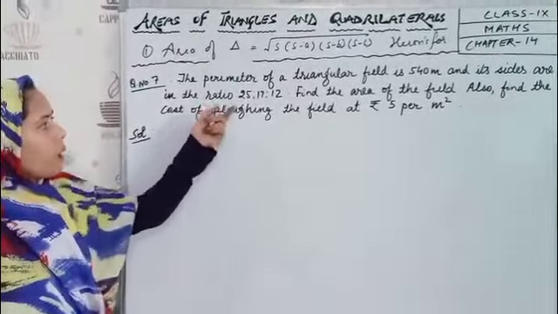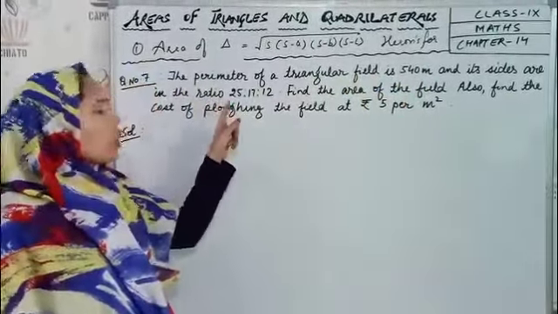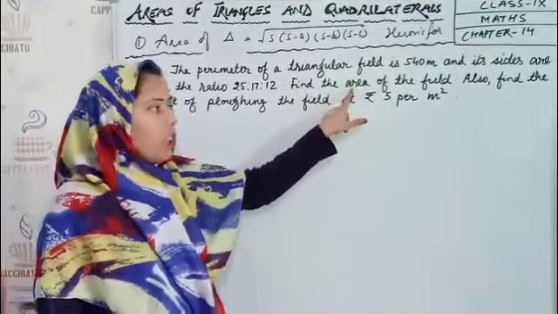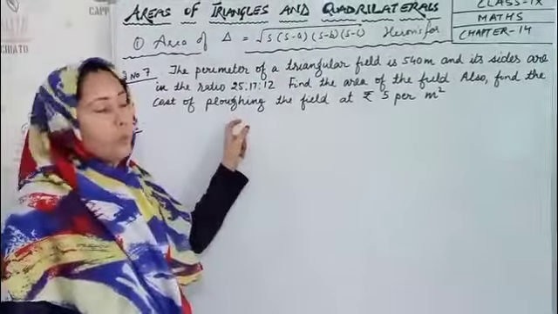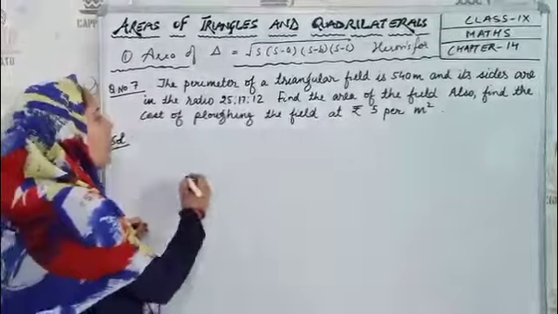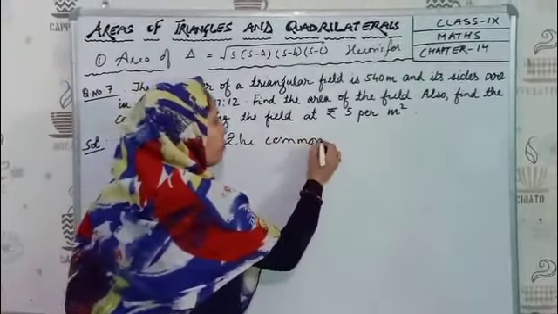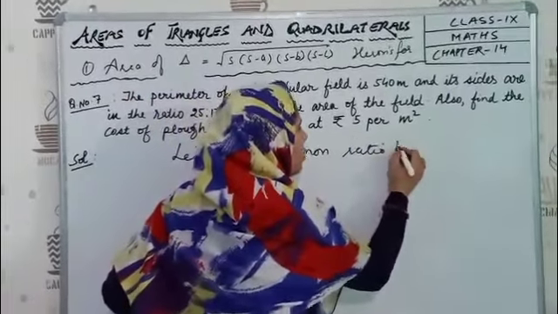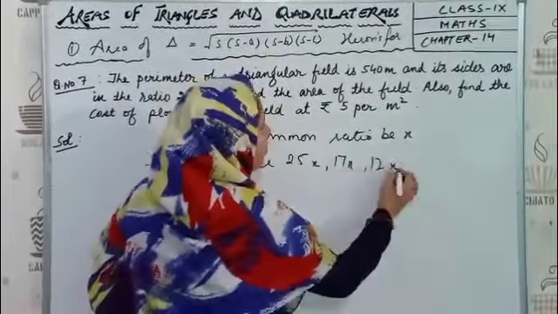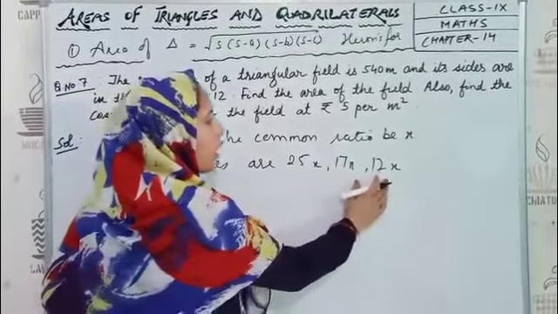Question number 7. The perimeter of a triangular field is 540 meters. The perimeter is given to you, and its sides are in the ratio 25:17:12. Find the area and the cost of ploughing the field at 5 rupees per meter square. So first of all you will write, let the common ratio be x. Therefore sides are 25x, 17x and 12x.